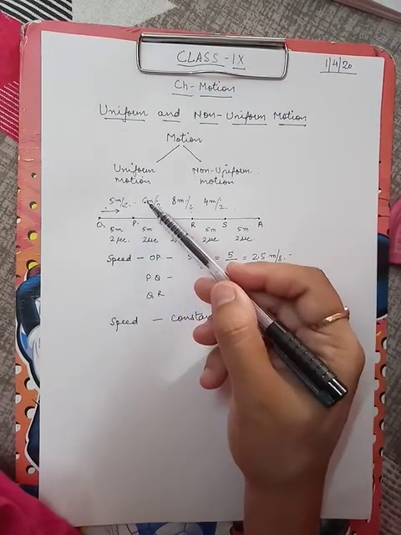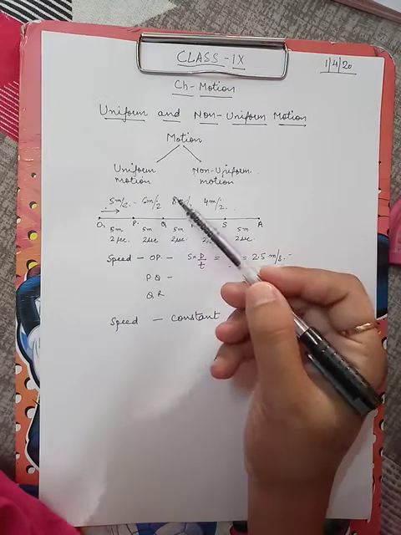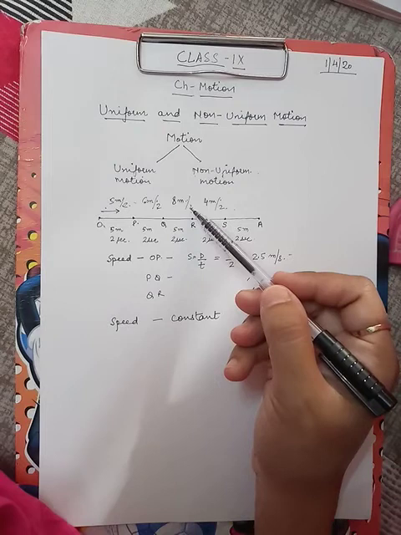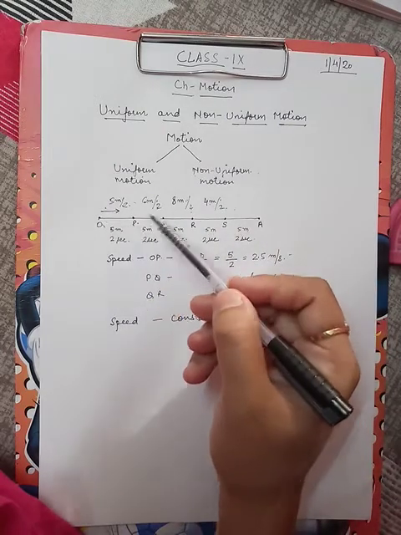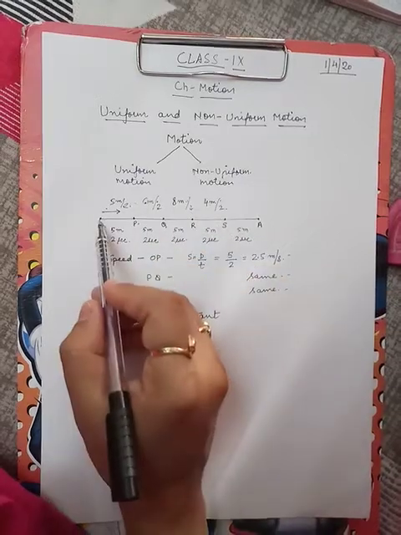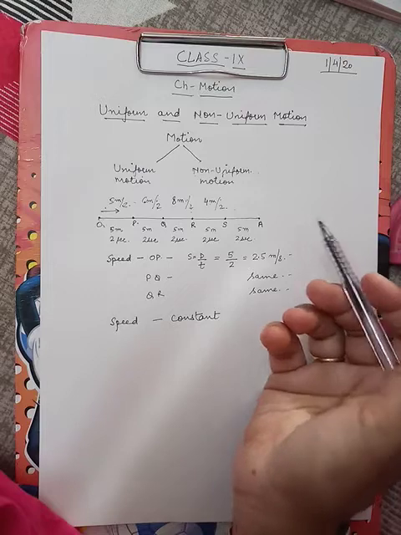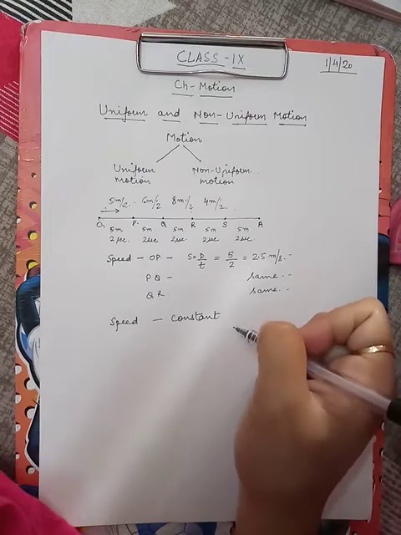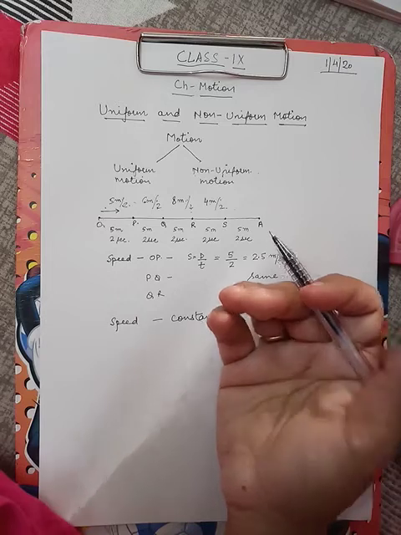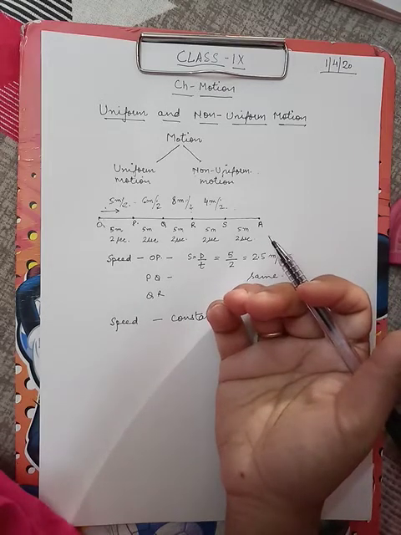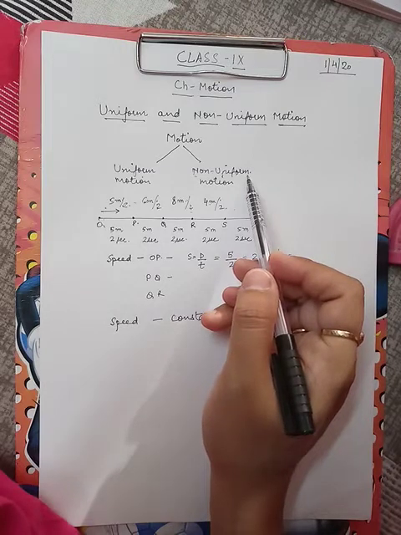In this case, what will be the speed? 6 by 2, that means 3 meter per second. In this case, 8 by 2, that means 4 meter per second. In this case, 2 meter per second. So in every case, in every part of the journey from O to P, P to Q, the speed is not the same, the speed is not constant, the speed is not uniform. So this kind of motion of any object is known as non-uniform motion, right?